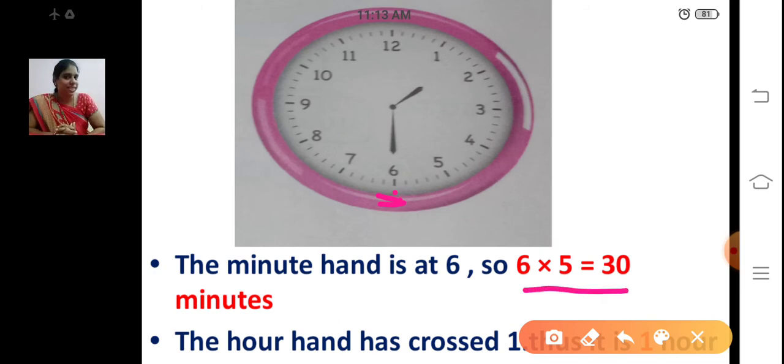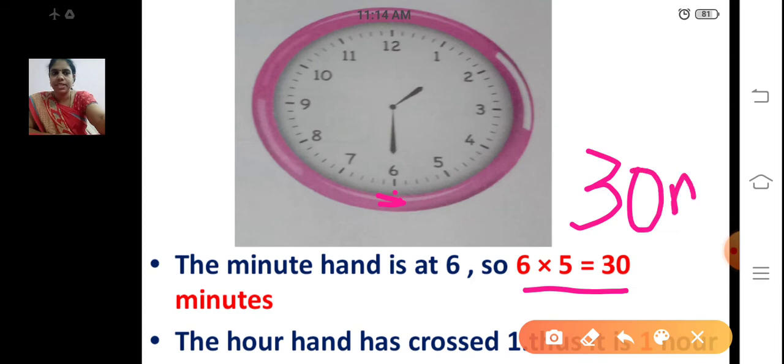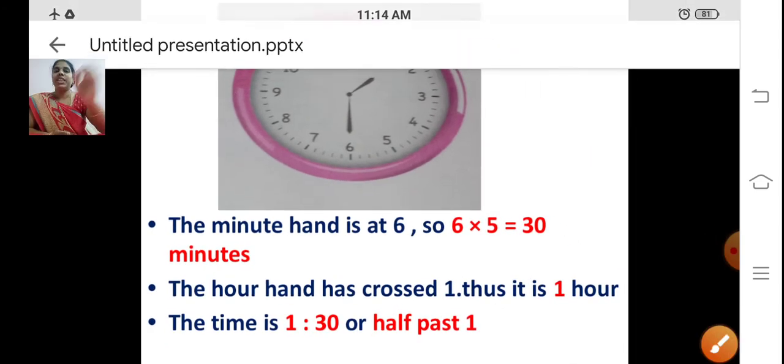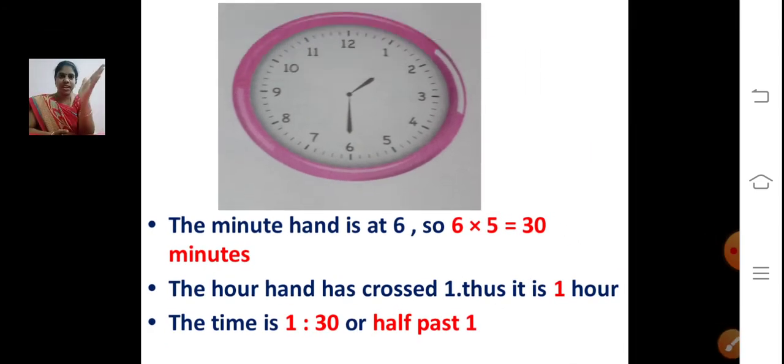So the minute hand is at 6. What is the exact minutes? 30 minutes. So it shows 30 minutes. Now we know the minutes. Now tell me the time. Where is the shorter hand? It crosses 1. If it has crossed number 1 fully, what is the hour? 1 hour, right? The hour hand has crossed 1. So how many hours? 1 hour.